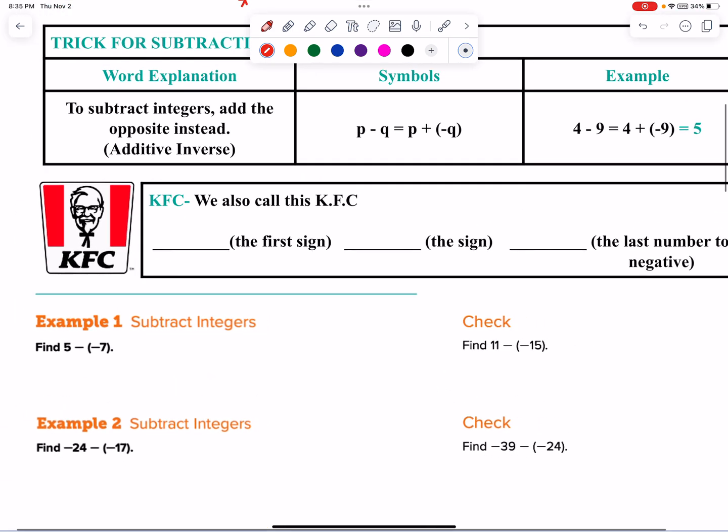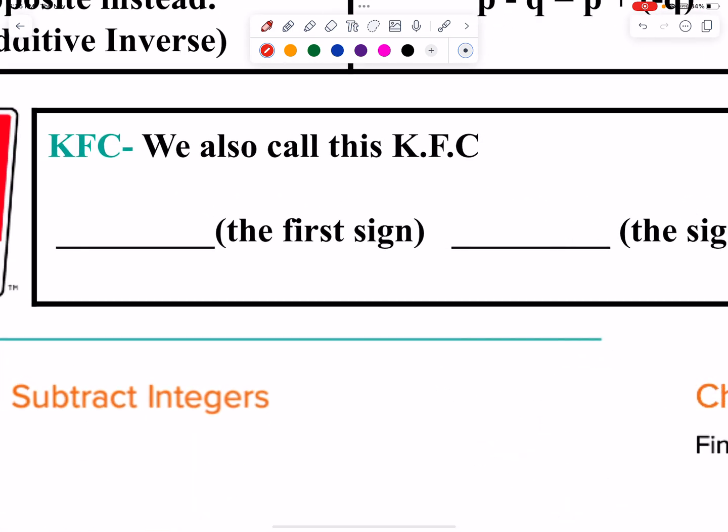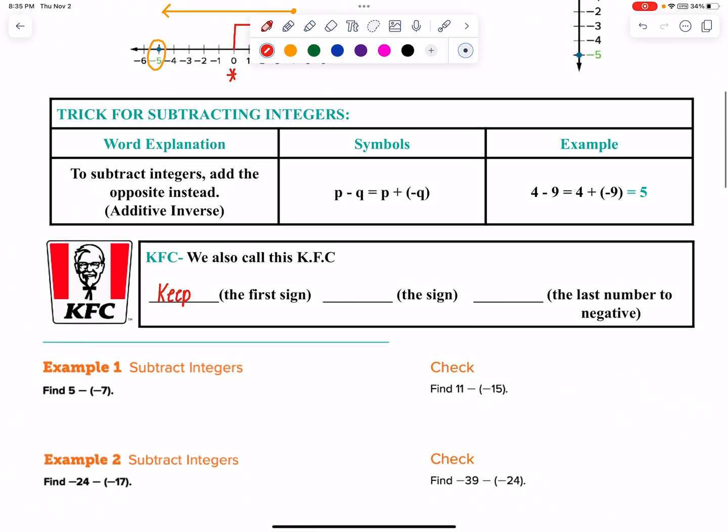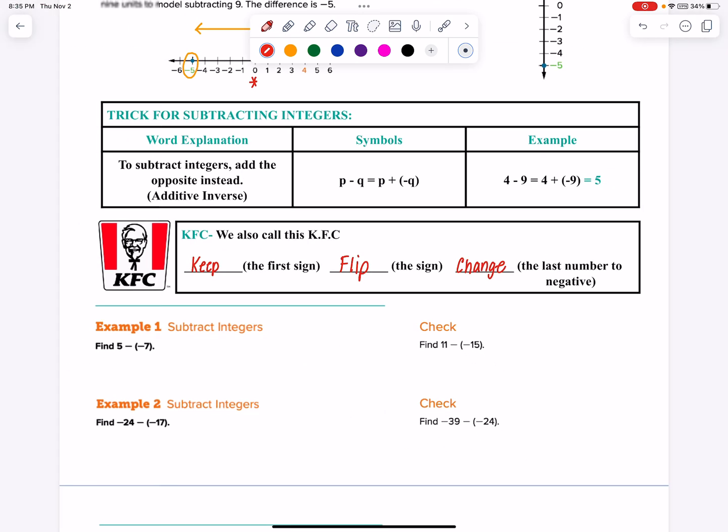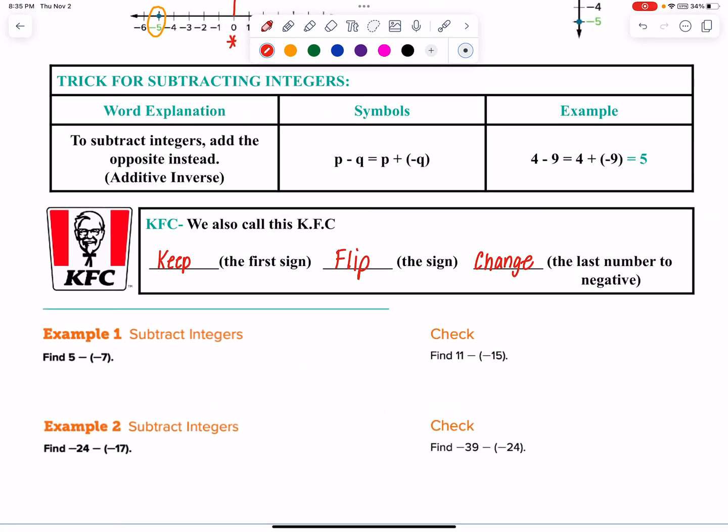So KFC is keep the first sign, okay? And then flip, and then change. Okay, so keep, flip, change. So it means we don't do anything to the first term. We flip the operation in the middle, and then we change the last number to negative.